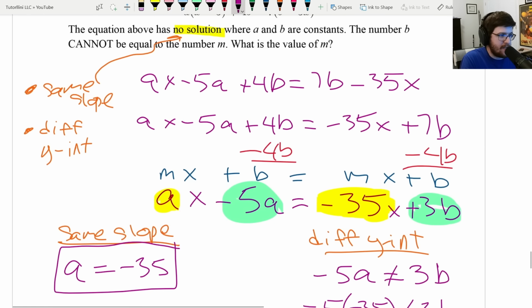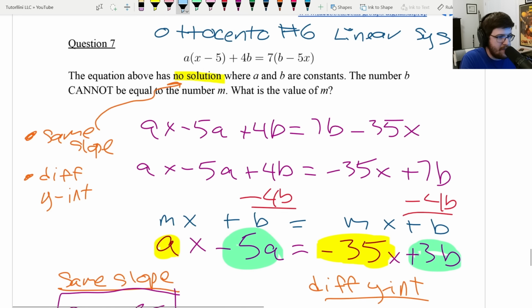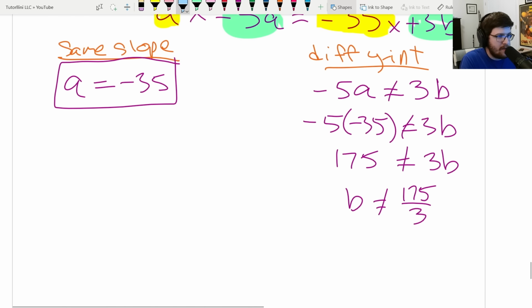And the question says b cannot be equal to the number m. So I'm going to write that down here. B cannot be equal to m. So you see, guys, m is equal to 175 over 3. So that is the answer.